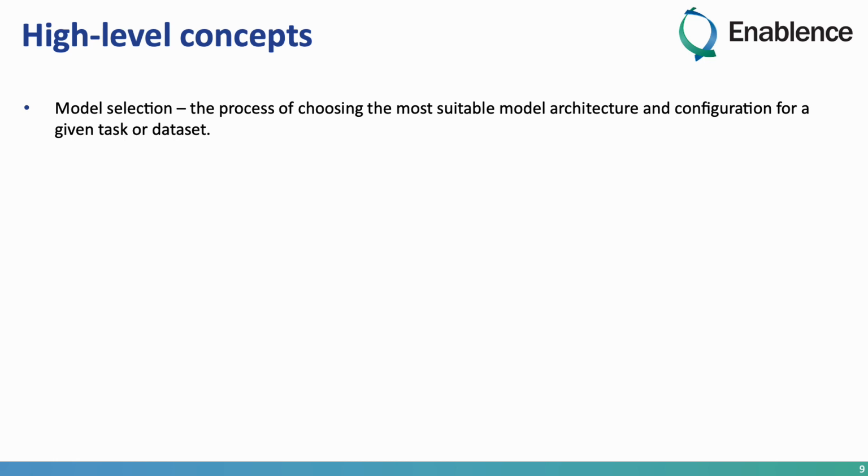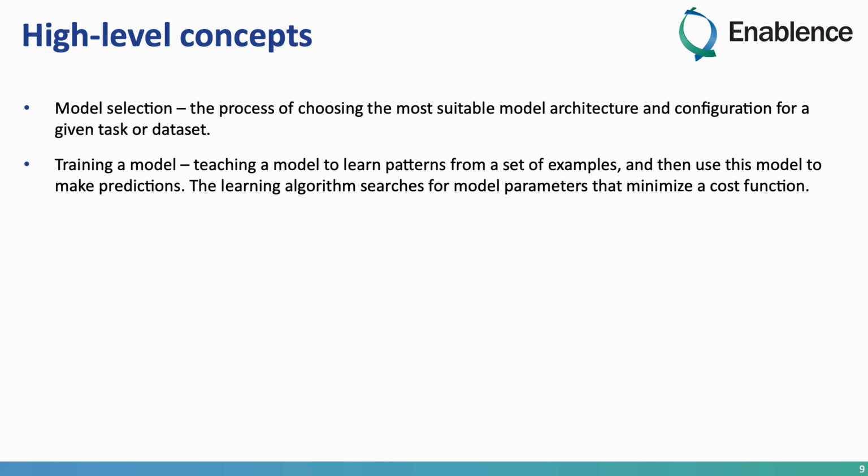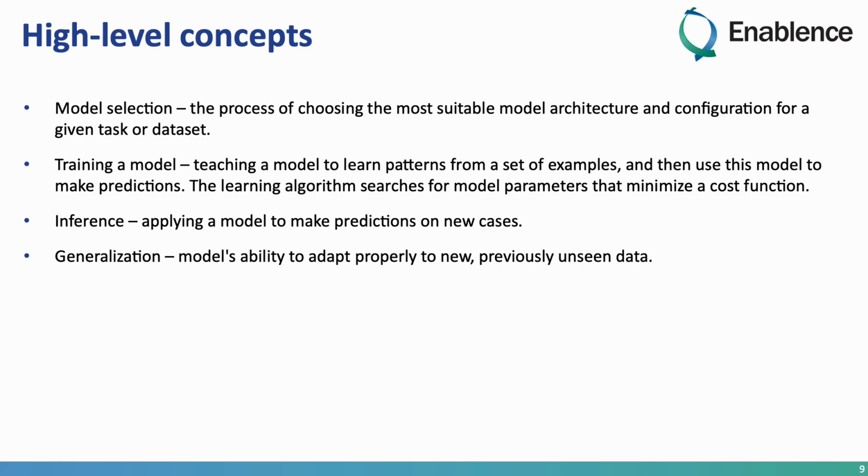When we talk about training a model, we refer to teaching a model to learn patterns from a set of examples, with the goal of using this model to make predictions. So the learning algorithm searches for model parameters that minimize some cost function and therefore provides the best fit for the training data. Inference refers to the process of applying a model to make predictions on new cases. And when we talk about generalization, we refer to the model's ability to adapt properly to new, previously unseen data.